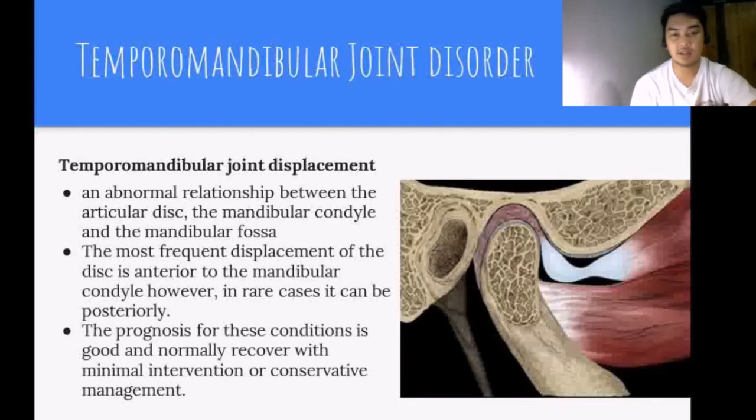So the next one is the temporomandibular joint displacement. In here, it says that it is an abnormal relationship between the articular disc, the mandibular condyle, and the mandibular fossa. If the jaw opens too wide, it can get stuck in the wide open position, which is called an open lock. A patient can rarely get the jaw closed. Consulting a dentist is highly necessary.